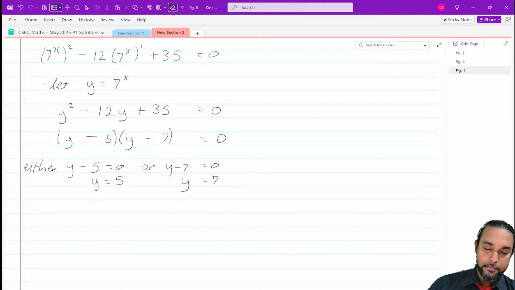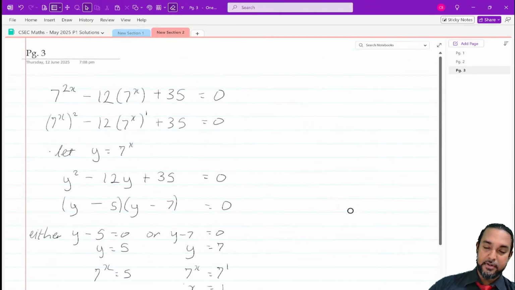Now, we're going to undo the substitution. Now, we have 7 to the x is equal to 5, and 7 to the x is equal to 7, which of course is just 7 to the 1. Therefore, on this side, x is equal to 1. On the other side, that's going to take a little more working.